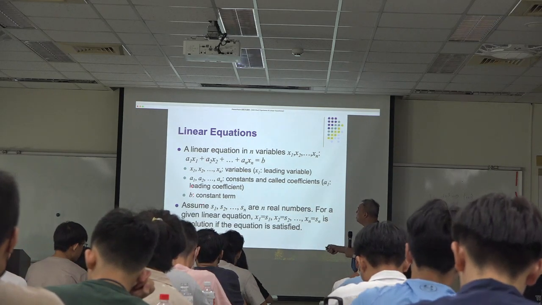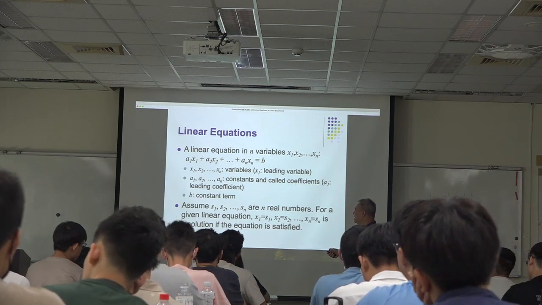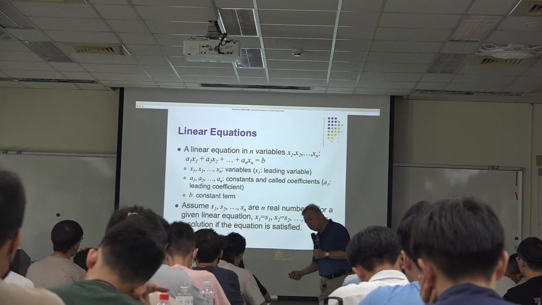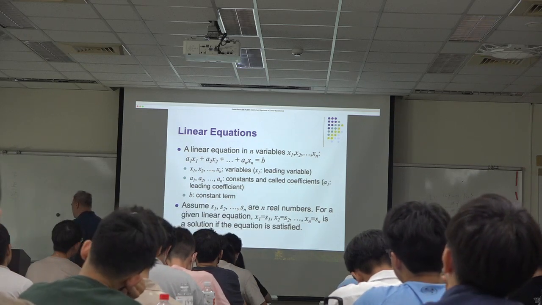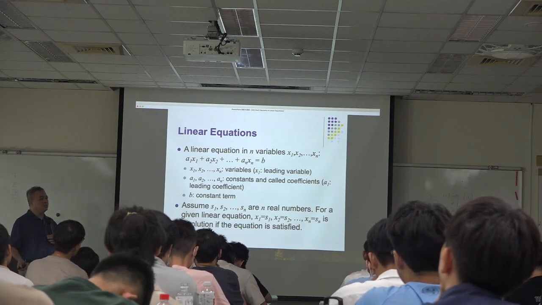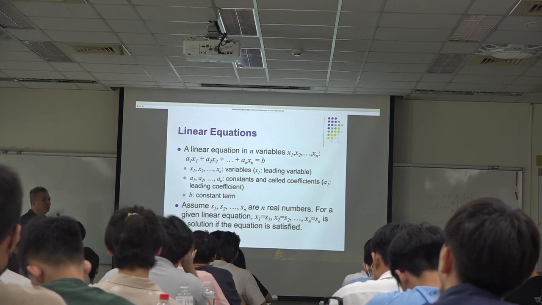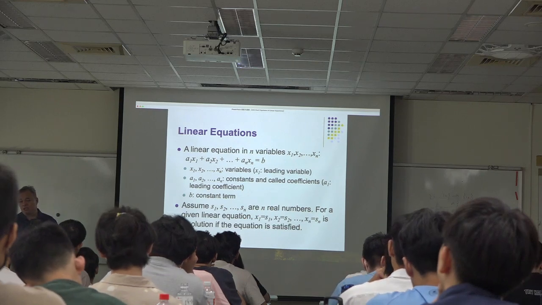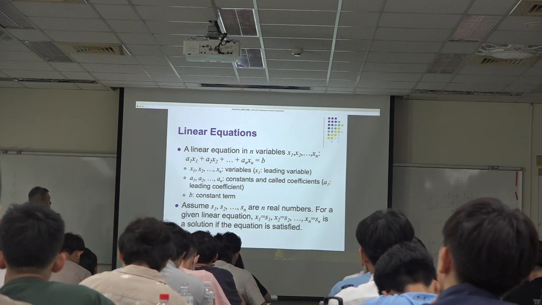And the b on the right-hand side of the equation, we call that the constant term. In linear algebra, we call b the constant term. In some other areas, such as data analysis or data science, b is usually called bias, but they basically mean the same thing.